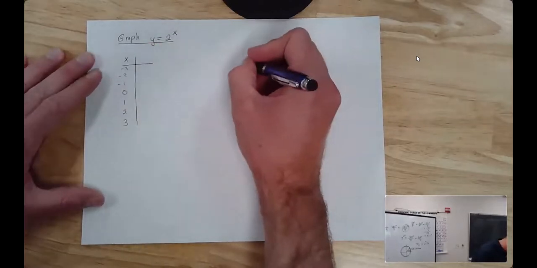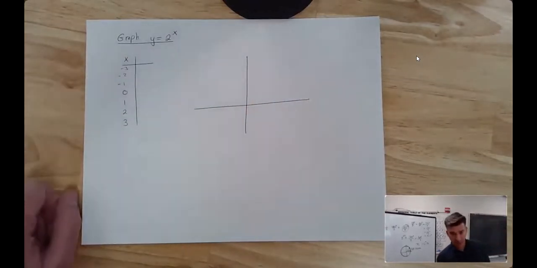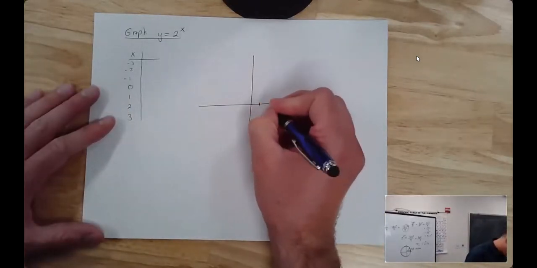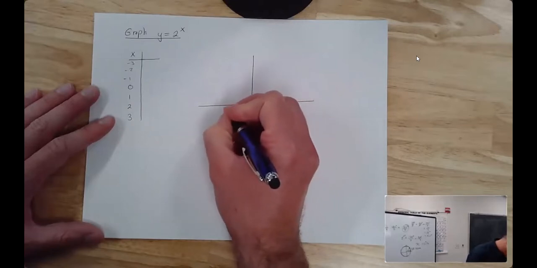So that when I graph this thing, well, that's not the most perpendicular looking axis I've ever drawn. Oh well, we'll live with it. Yeah, that's a little more crooked than I usually like to try and draw it.